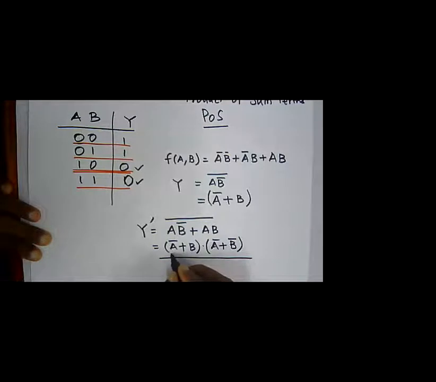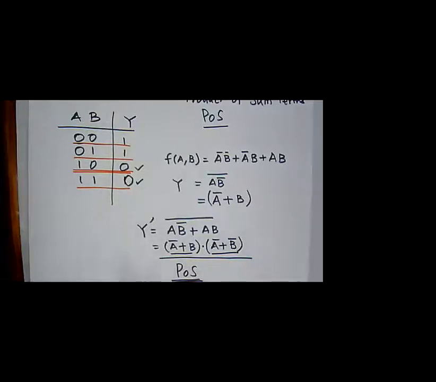You can see that this is a sum term, and the equation is in the form of a product of two sum terms. So these are called POS or product of sum terms. This will be easy when you are doing some kind of Boolean equations. So in this class, we are going to see how we can simplify Boolean equations using POS terms, and how we can use K-map to simplify them.